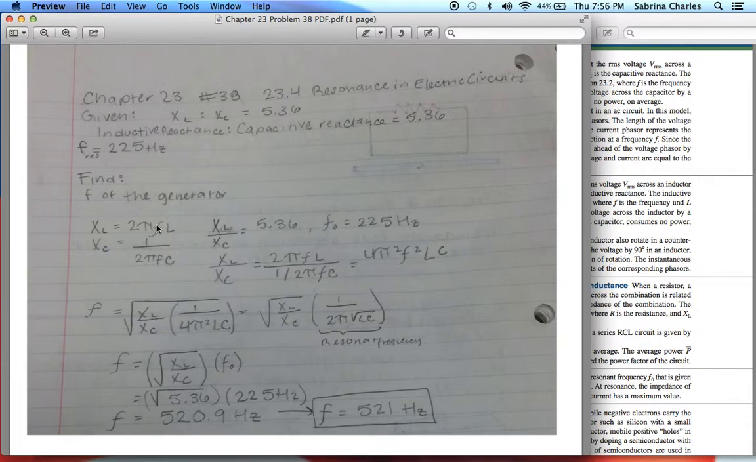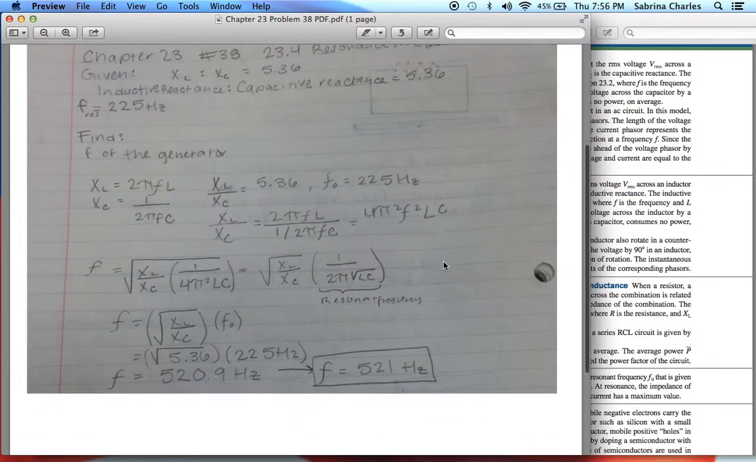Now that we have our two formulas, we plug them into the ratio. So it's going to be 2 pi FL over 1 over 2 pi FC. So that gives us our final formula of 4 pi squared F squared LC. So we are looking for our F. So we are going to withdraw the F from there. And that gives us the square root of XL over XC times 1 over 4 pi squared LC.